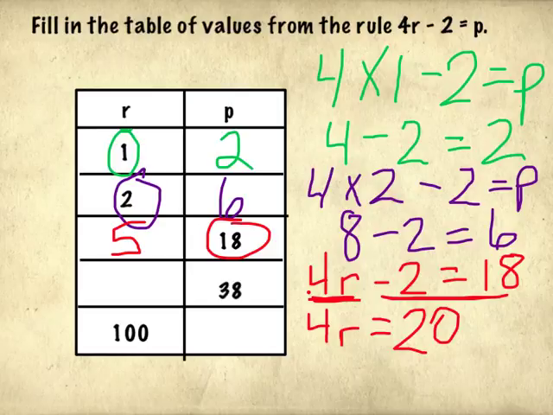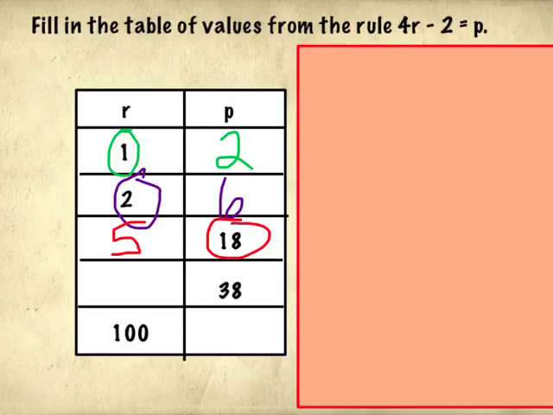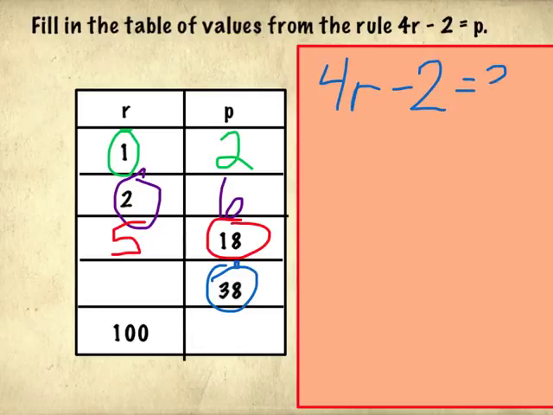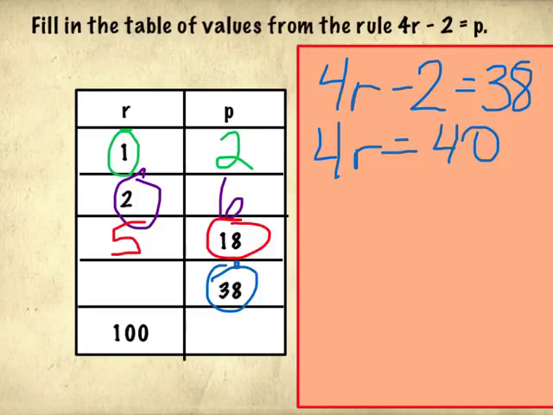Same thing for this one. I have 38. I just made myself a clean space to work on there. So I have 38 for the next one, and that is going to be p. So that means 4r minus 2 equals 38. That means 4r must equal 40. 40 divided by 4 is 10, which means r is 10.